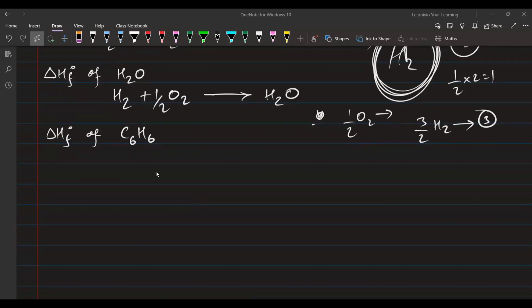Quietly now. 6 carbon plus 3H2 gives C6H6.